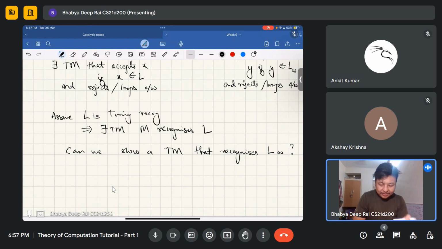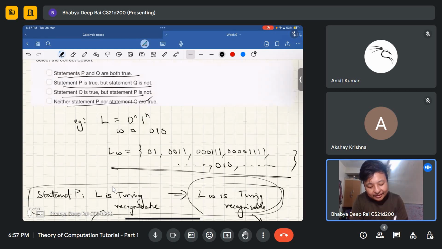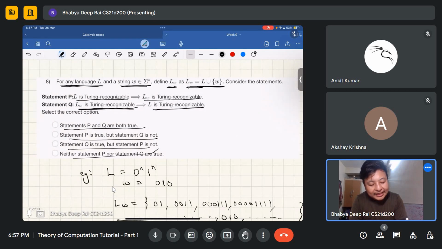It is simple. Half of the job, 90% of the job is already done for us because we already have an M that recognizes L. So clearly L is a subset of LW because LW is defined to be L union W, right? So LW already contains all the strings in L. We are just including W to it. So clearly L is a subset of LW.